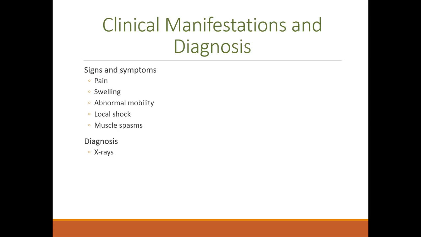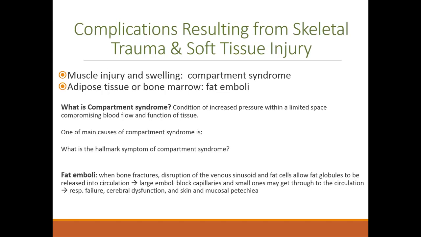So again, pain, tenderness at the site, swelling, loss of function, deformity in that area, abnormal mobility. Those are all things your book discusses as some of the manifestations. Again, don't forget the local shock when we temporarily lose the nerve function. And again, this is a bone issue, so an x-ray is going to be a really helpful diagnostic test initially.